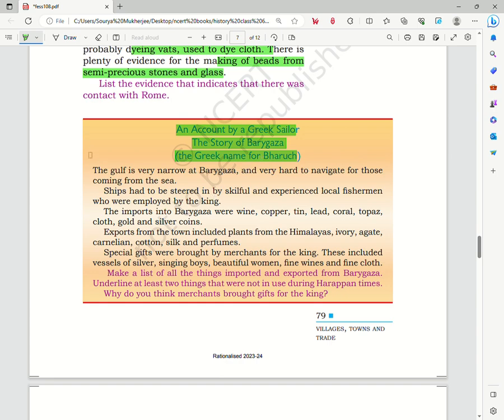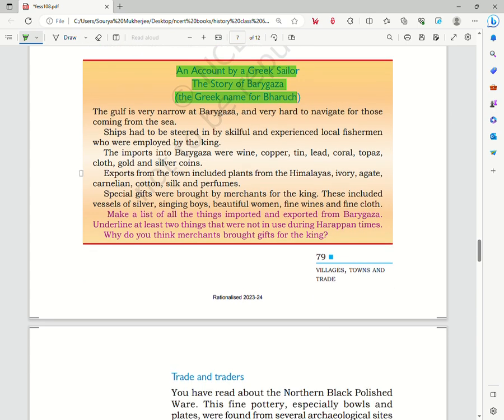From there, Greek traders used to come from Greece and the other colonies in the Middle East. So they used to trade with the Greek traders over there. And here we can see an account of a Greek sailor.